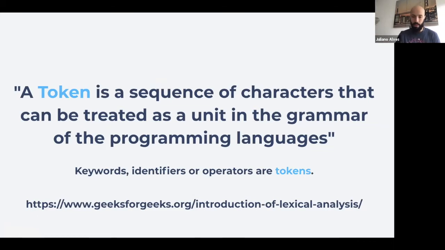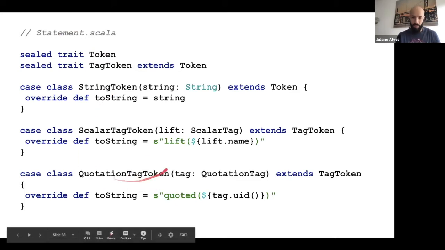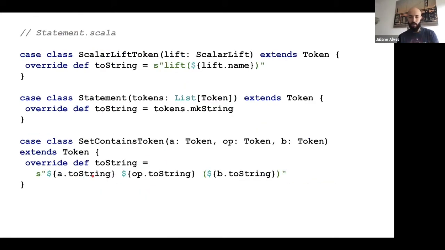So let's have a look at this trait here in Scala, part of Quill. We have this in the statements file, a trait called Token. Funny enough, I had to update it yesterday because I was having a look at the code, and because of the already mentioned extraction that's going on, we now have this tag token here. But we have, I think, six implementations of token: token, tag token, string, scalar, quotation, which is new, scalar lift tokens, statements, set, contains tokens, right?